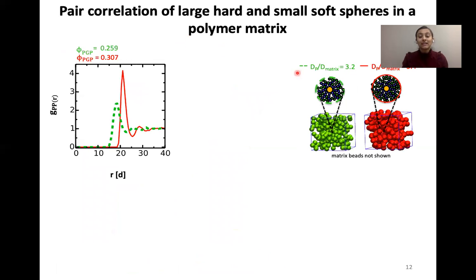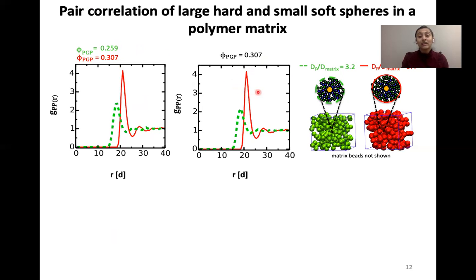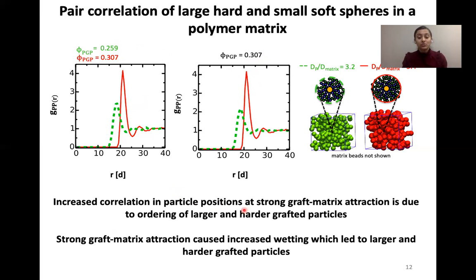Our results show that having larger and harder particles at a high grafted filler fraction shows a more correlated structure compared to smaller and softer particles at a low filler fraction. Further, we also confirm that larger and harder particles have a more correlated structure compared to smaller and softer particles, even when the two are at the same filler fraction, as seen for the case of φ_GP equal to 0.307 here. Thus, increased correlation in particle positions at strong graft matrix attraction is due to ordering of larger and harder grafted particles. In other words, strong graft matrix attraction caused increased wetting, which led to larger and harder grafted particles.